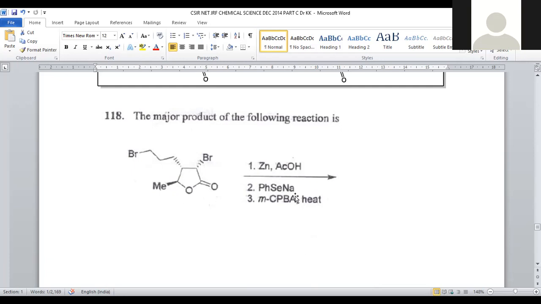Next, PhSeNa will be added. When PhSeNa is added, Na plus Br minus will be eliminated, and the PhSe group is added on this alkyl. Next step, metachloroperbenzoic acid will be added, being an oxidizing agent that is used to remove this entire group, and you will get an allylic group at this position, and it is subjected to heating. So we will finally achieve the substituted compound.